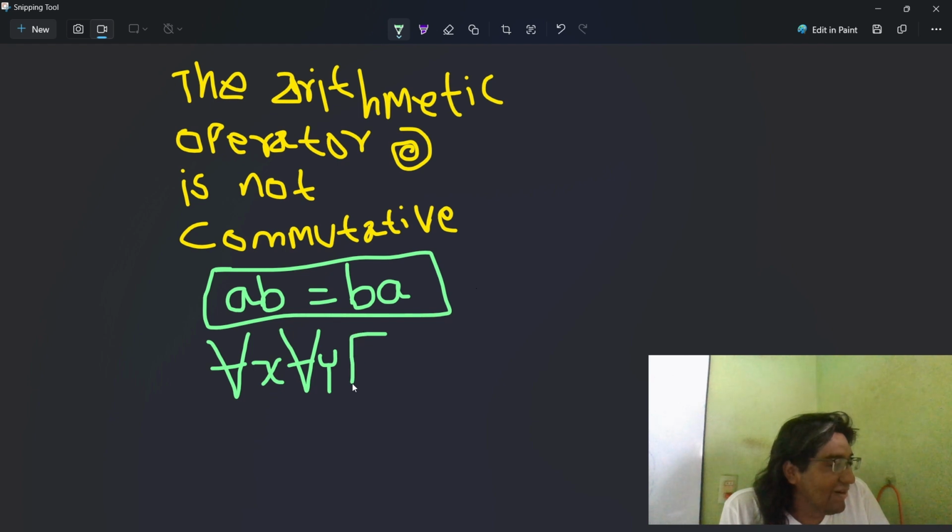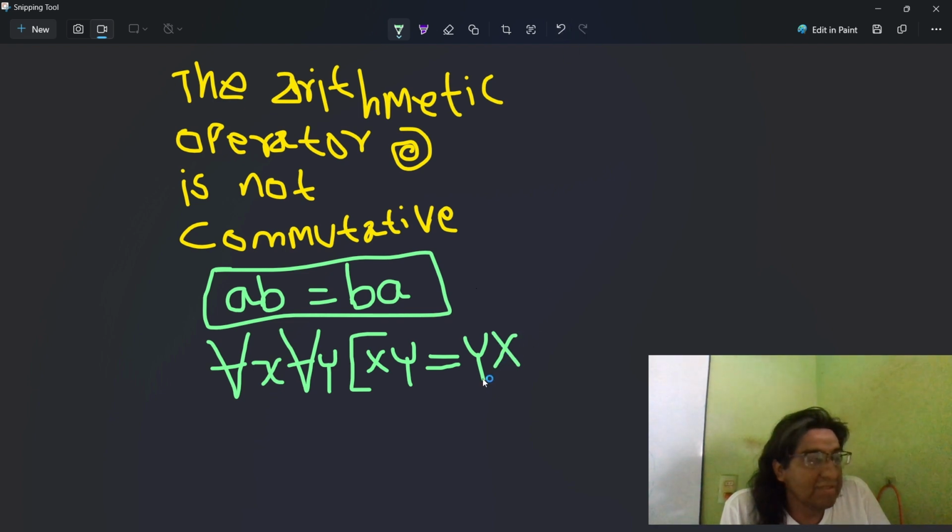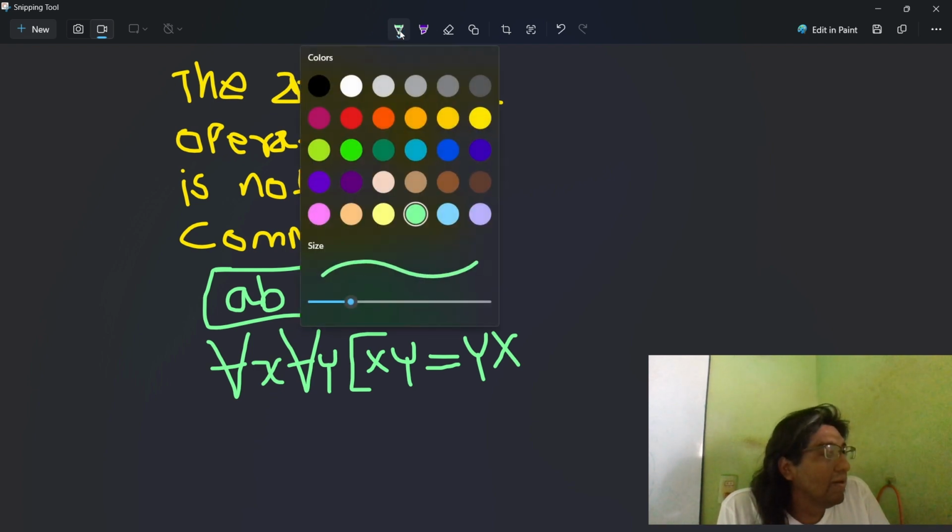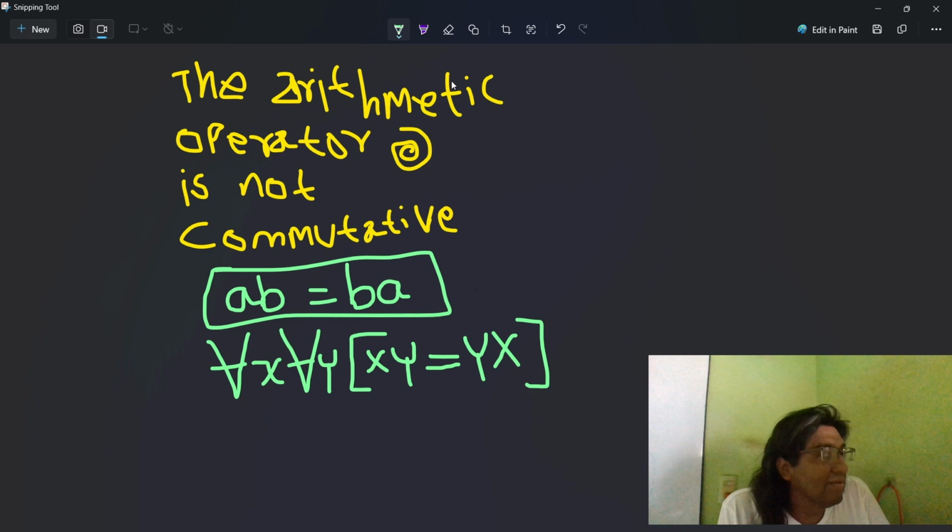So, for every x, it is the case that for every y, a, b should be the same. But okay, this is what you get. Hopefully you're seeing this. I'm not sure if this is going to be seen on the screen. Okay, I'm missing this bracket.